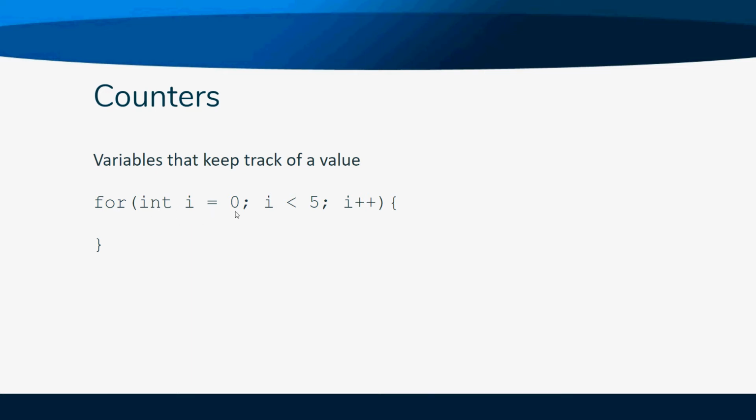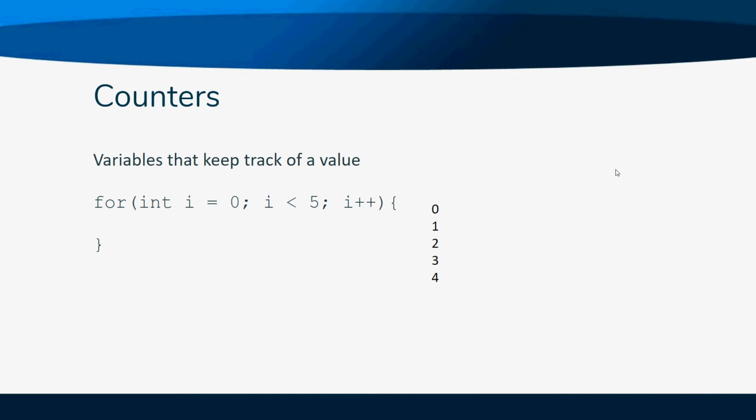Here we have int i equals 0. So long as i is less than 5, i plus plus. That is keeping track. It's counting from 0 to 1 to 2 to 3 to 4 to 5. Excuse me, it doesn't go to 5, does it? Because we have i is less than 5, so it only counts up to 4. But it is keeping track of a value.